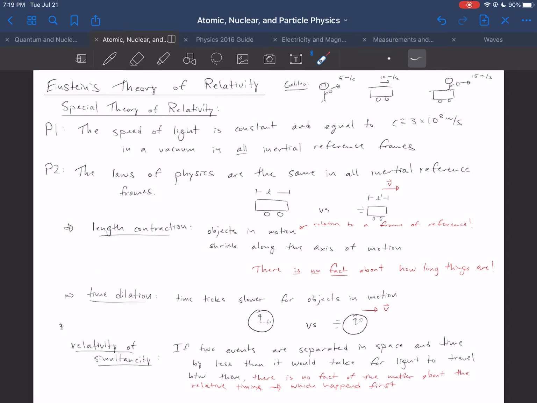And as it turns out, objects in motion, so if you're watching an object move, like a cart that's moving, here it is still, here it is moving fast, shrink along the axis of motion relative to a frame of reference. So you're standing on the ground and you watch the car move, it literally is smaller measured from your frame of reference. Now, if someone were on that moving car, they themselves would not measure it to be smaller. They're in their inertial reference frame, and they will measure the cart to still be the length L.